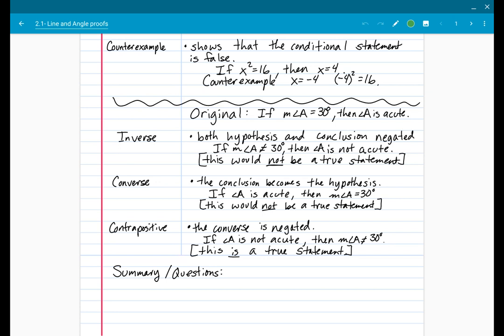Contrapositive. We're going to take that reversed order from the converse, and we're going to do the same thing that we did with the inverse, and make them both the opposite. So if angle A is not acute, then the measure of angle A is not 30 degrees. Now, if it's not acute, then it's by definition either a right angle, an obtuse angle, a straight angle. We don't know what it is. But if it's not acute, it cannot be any number less than 90. And so it, by definition, cannot be 30. So this is a true statement.